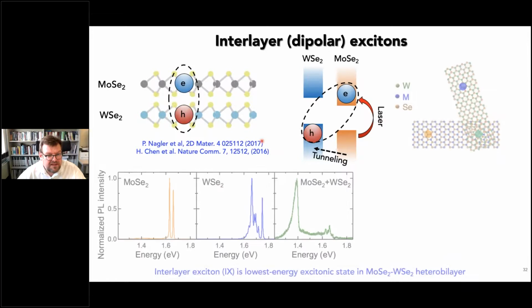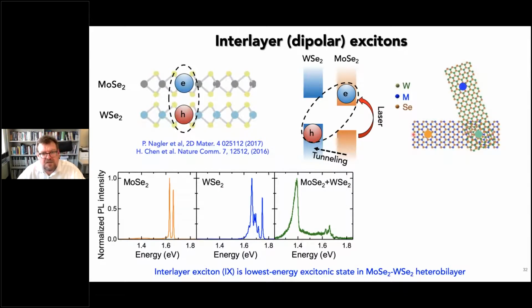Just to show you that this really happens, here is a cartoon of such a flake made in our labs, and on the left-hand side there are luminescence measurements. You see that where the two materials overlap, that's the green spectrum. It looks like this, and you see a very big peak at around 1.4 electron volts. If I move my laser spot onto the region with the tungsten diselenide, then you have essentially the exciton from the tungsten diselenide. And if you move it onto the molybdenum diselenide, the orange spot, you see the exciton from the molybdenum diselenide.